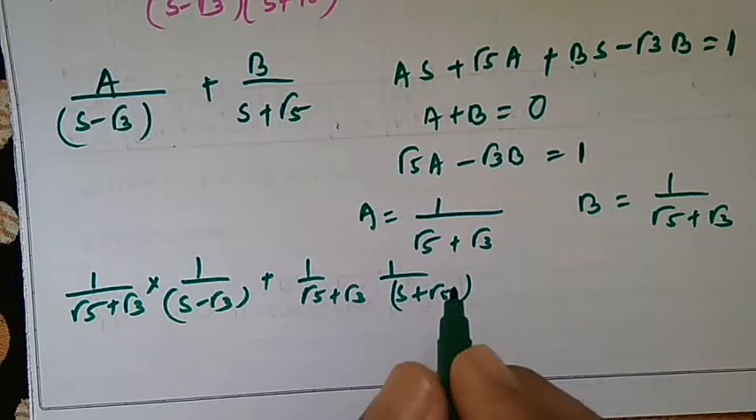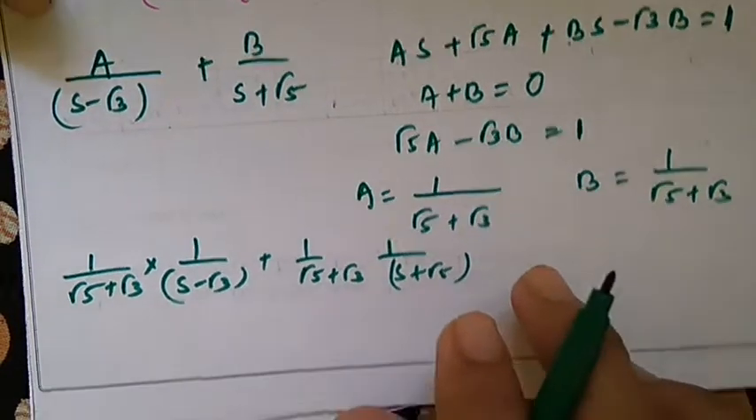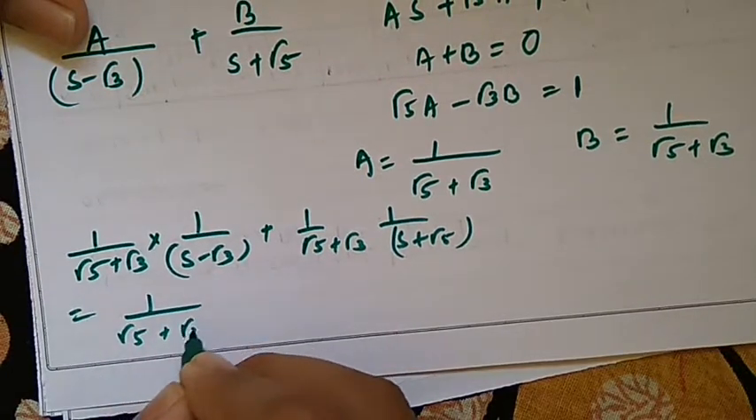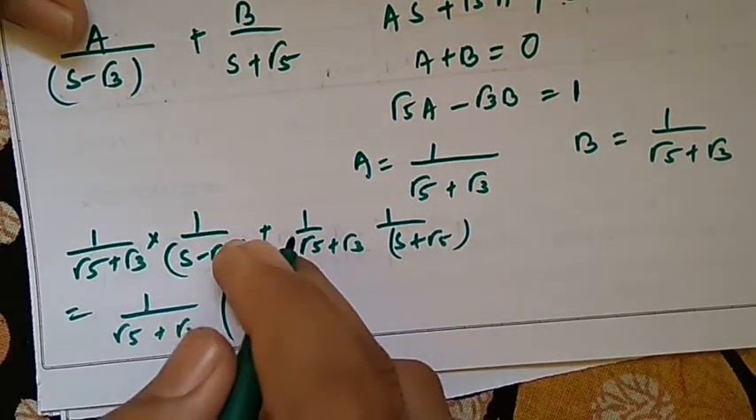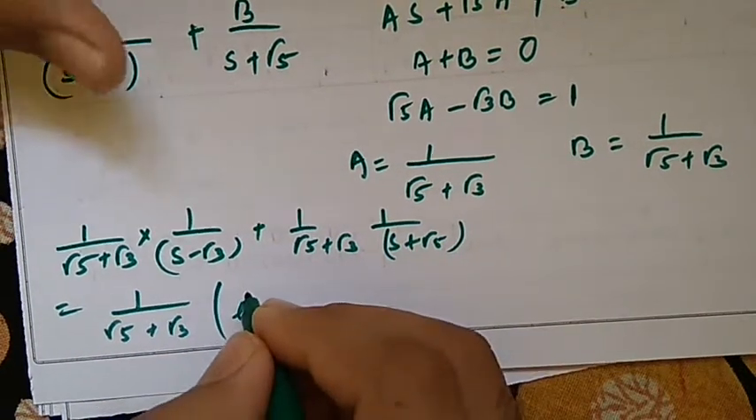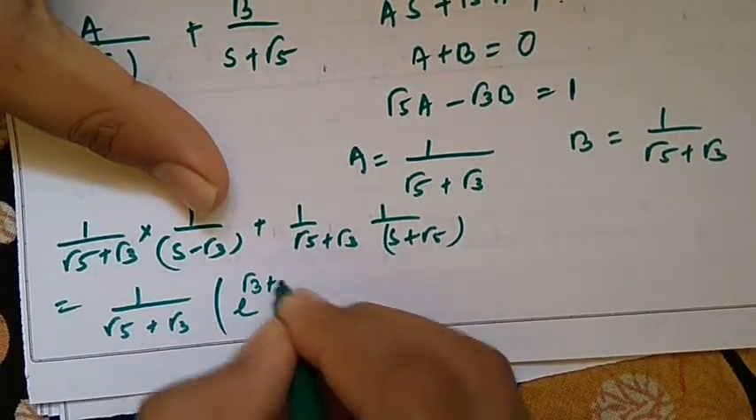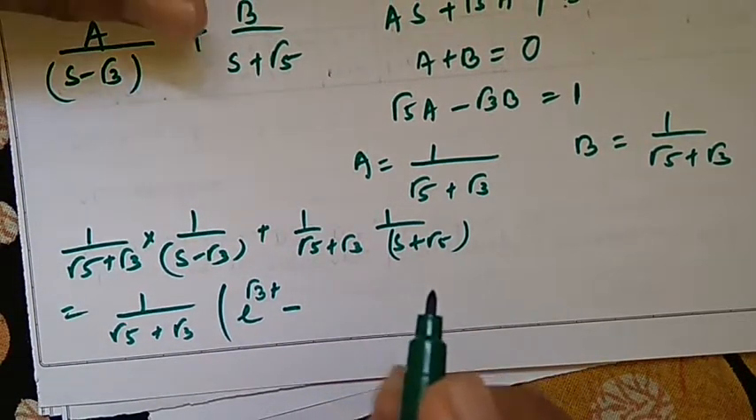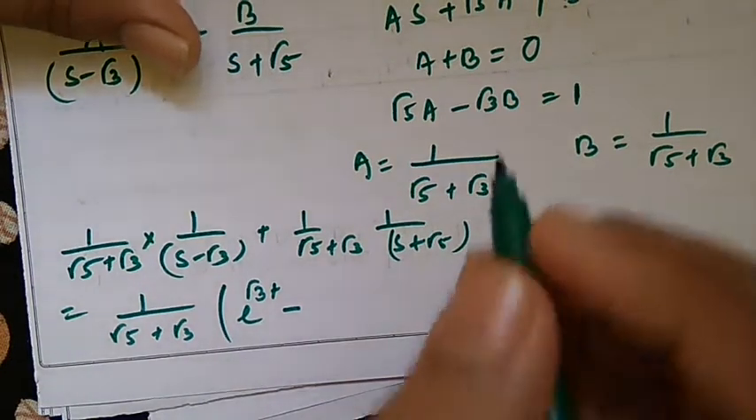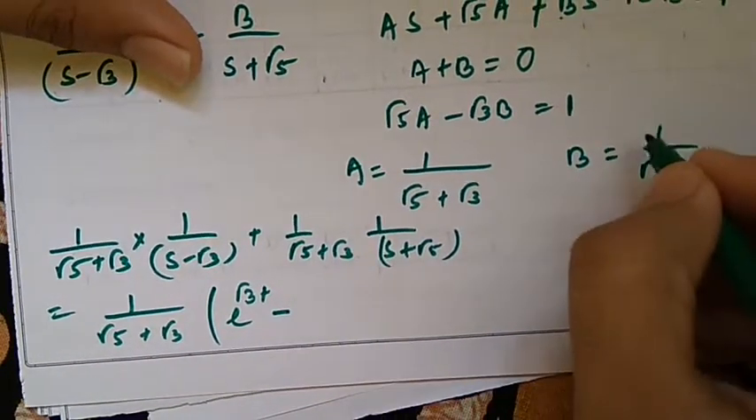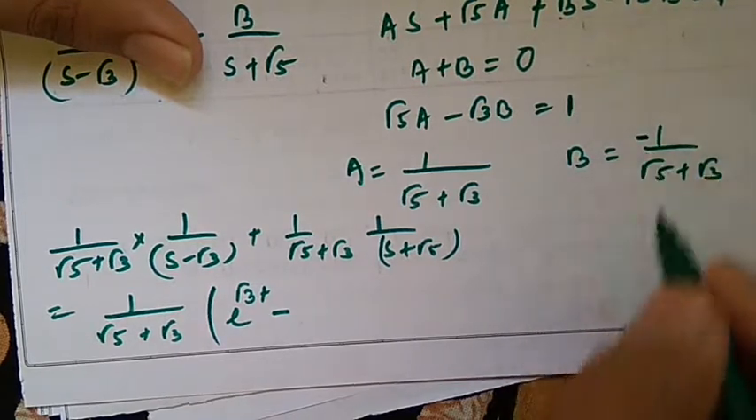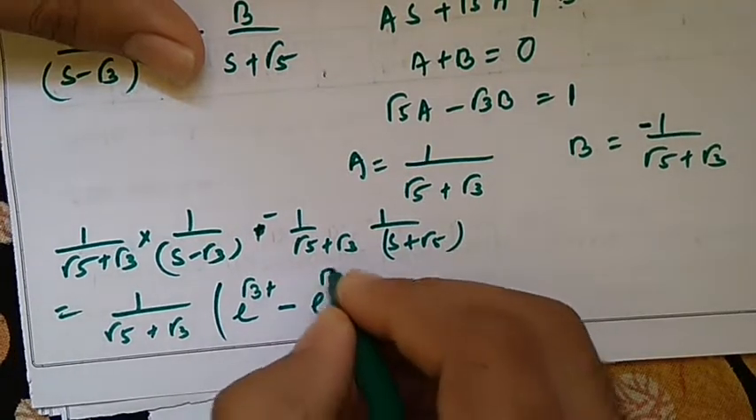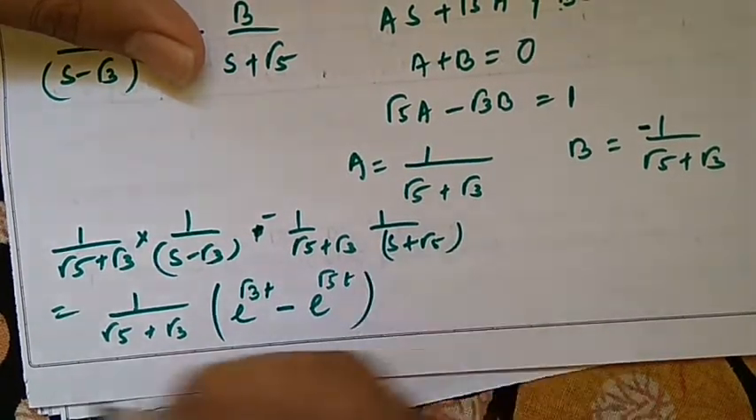By finding the inverse Laplace transformation of this, taking the common factor out, this is 1 by s minus a, so it will be e to the power root 3 t, minus, since B is negative, e to the power minus root 3 t. Okay, this is our answer.